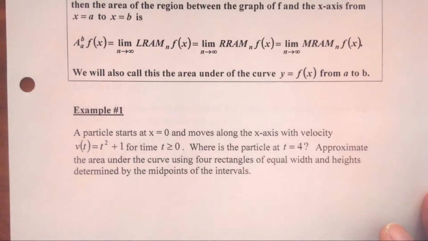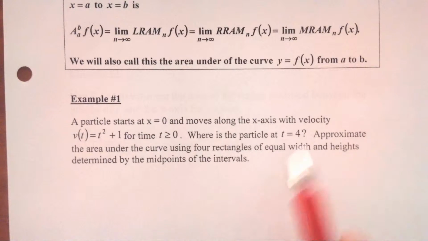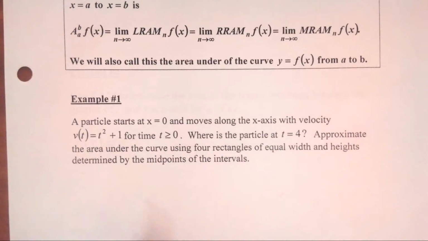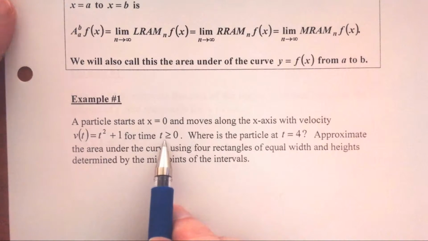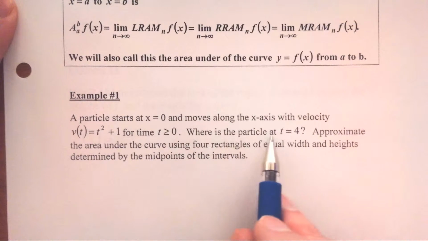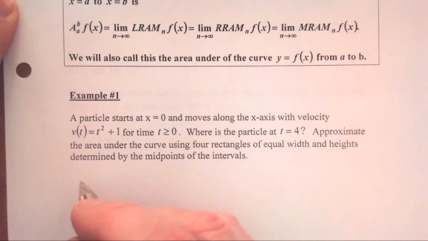Okay, so a particle starts at x equals 0 and moves along the x-axis with velocity. So we got a velocity curve here. Velocity t squared plus 1 for time t greater than or equals 0. Where's the particle at t equals 4? Let's make some sense out of this.